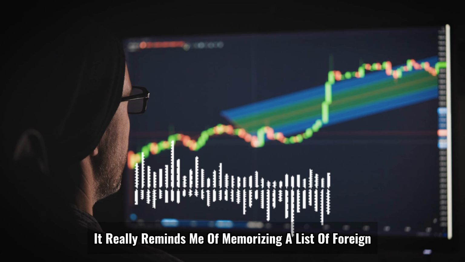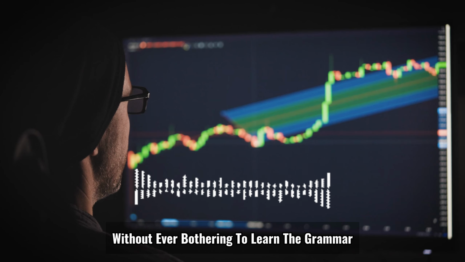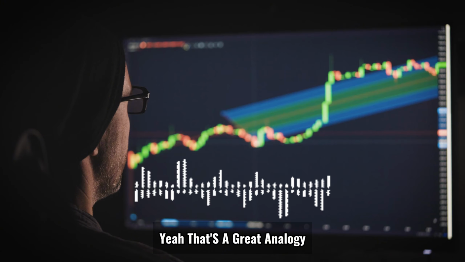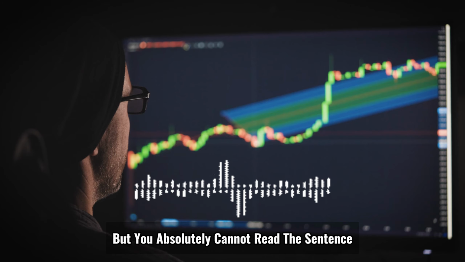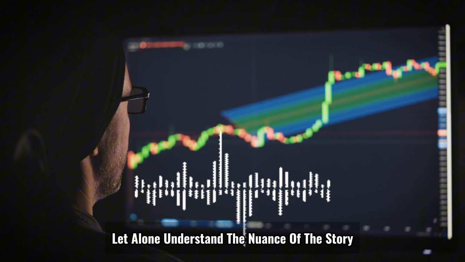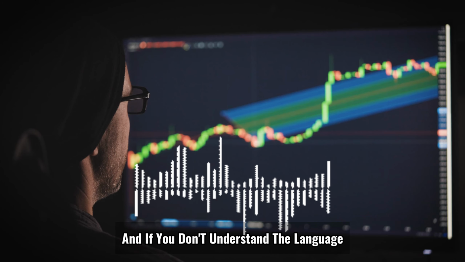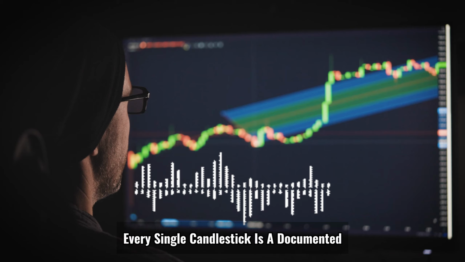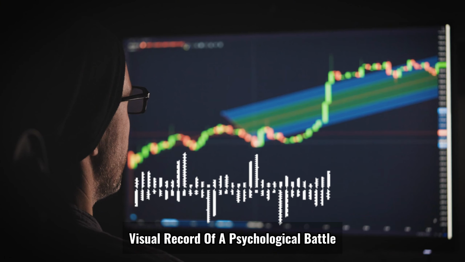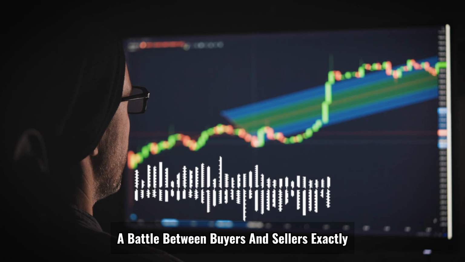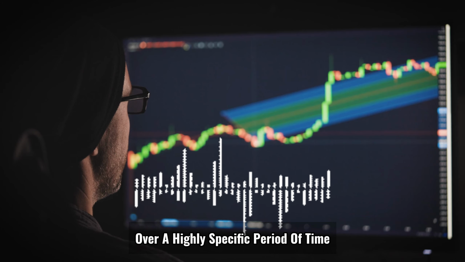It really reminds me of memorizing a list of foreign vocabulary words without ever bothering to learn the grammar. Yeah, that's a great analogy. Like, sure, you can identify the individual words on a page, but you absolutely cannot read the sentence, let alone understand the nuance of the story. And if you don't understand the language, you're just guessing at the meaning. Every single candlestick is a documented visual record of a psychological battle, a battle between buyers and sellers. Exactly, over a highly specific period of time.